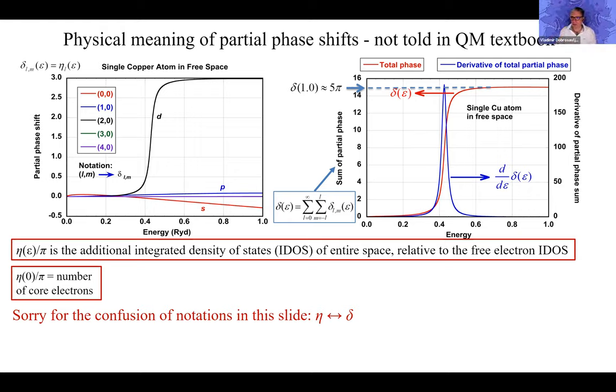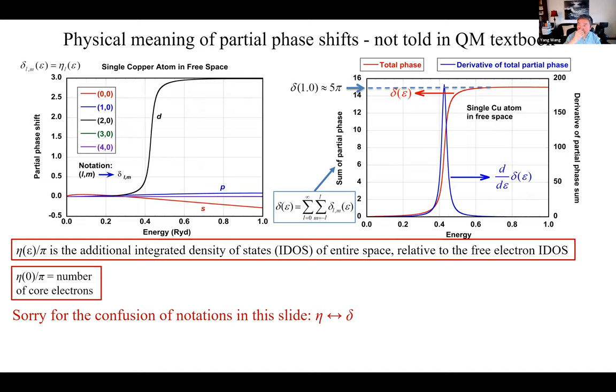The location of the poles determines whether it's bound. For a bound state, the density of states is a delta function. For a resonance, the density of states is like a Lorentzian, which has a width. The bound states have energy below zero, and the resonance states have energy above zero. But that's for the single site.